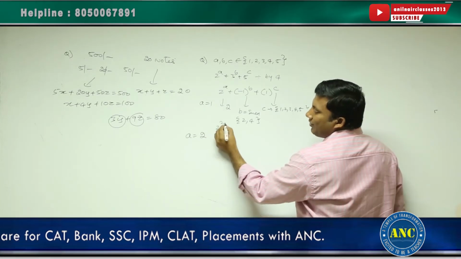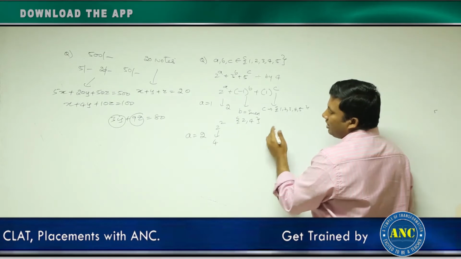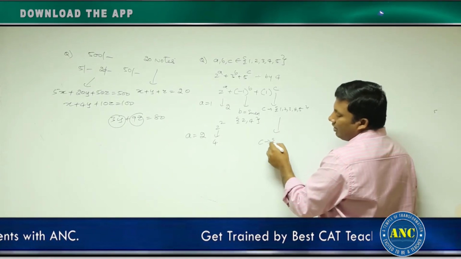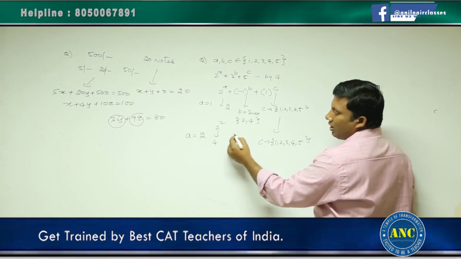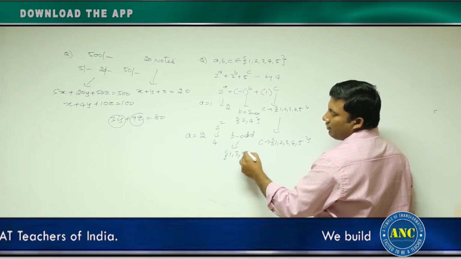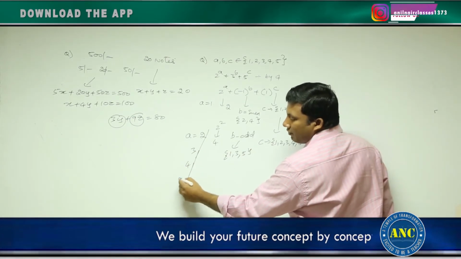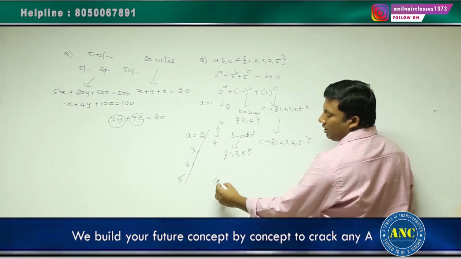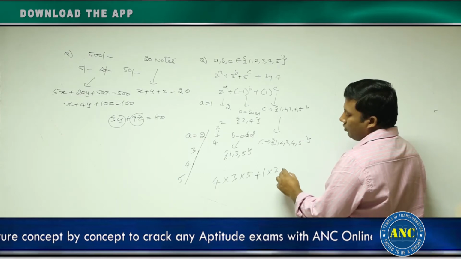If a is 2, what is 2 square? It will become 4. It is divisible by 4. That means I will make this sum 0. This is anyway 1, this is anyway 1. But for the sum to be 0, I will take b as the odd numbers 1, 3 and 5. The same case is valid for a = 2, 3, 4, 5. That means total how many cases? 4 into 3 into 5 plus 1 into 2 into 5.